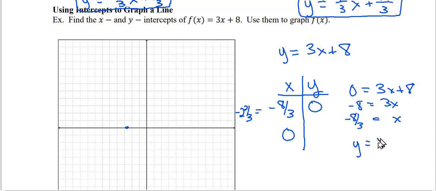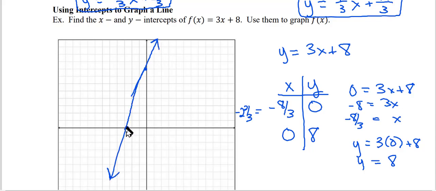Y equals 3 times 0 plus 8. Y equals 8. That should not be a surprise to us because that 8 is what we've always used as our y-intercept. 1, 2, 3, 4, 5, 6, 7. So now we have this point, the y-intercept. We have the y-intercept and the x-intercept. 2 points are enough to determine a line. So I'm going to connect my dots here.